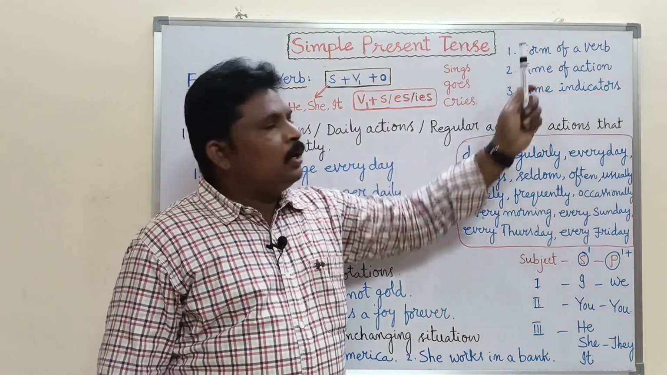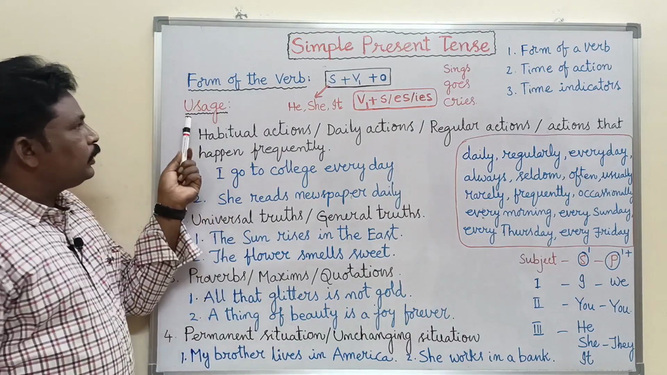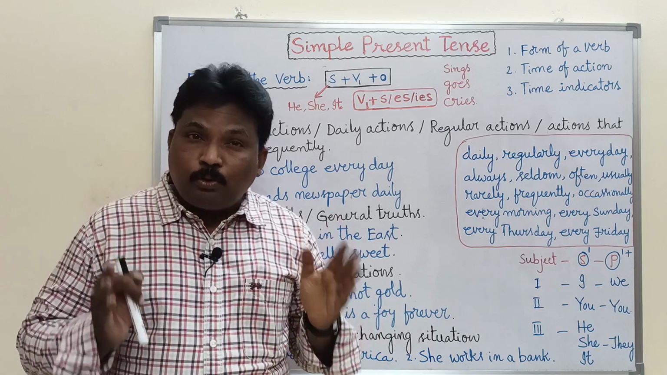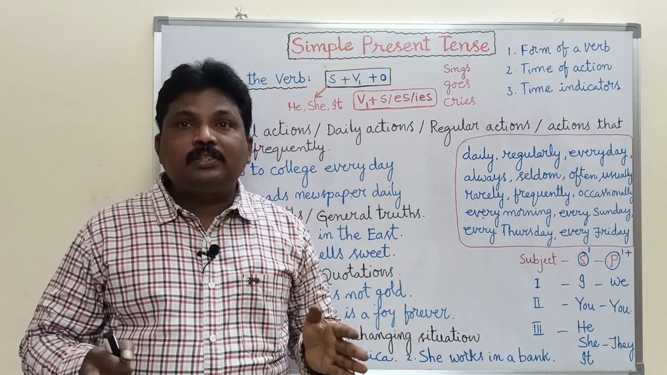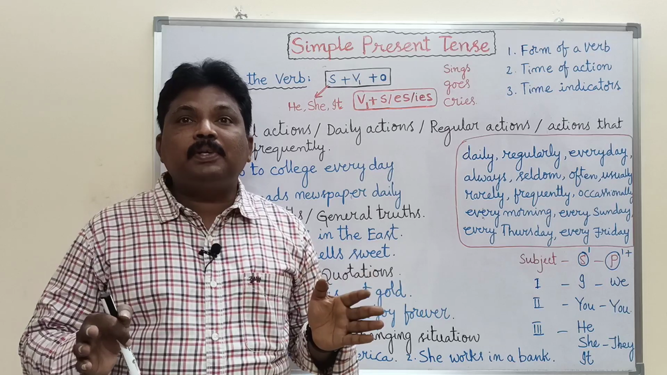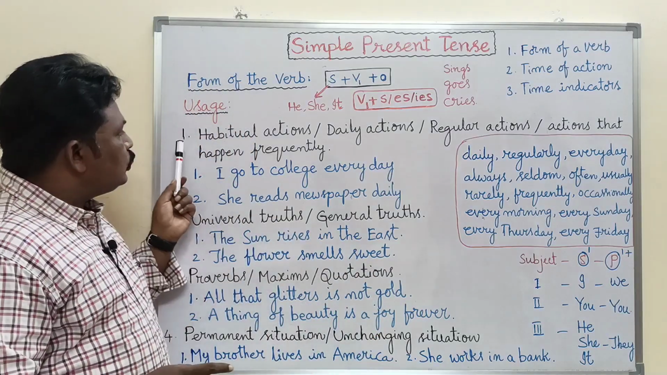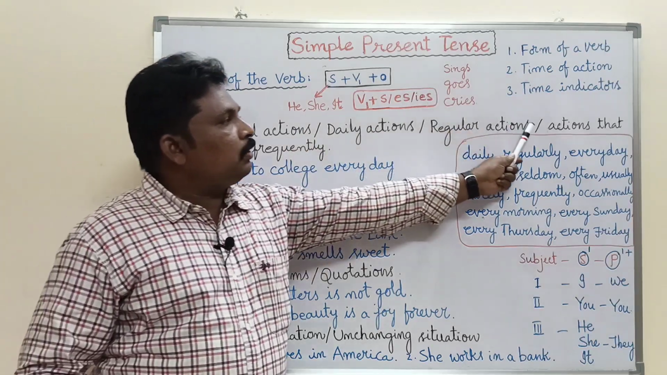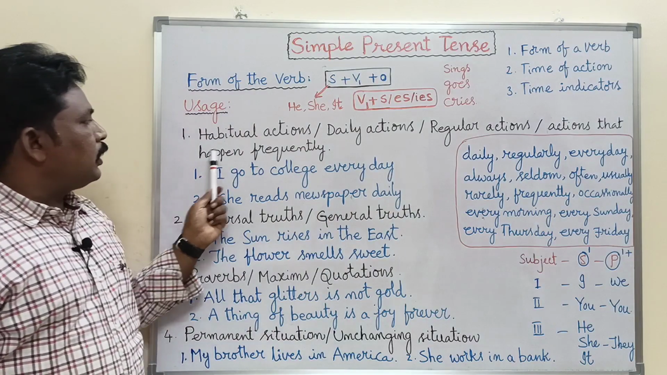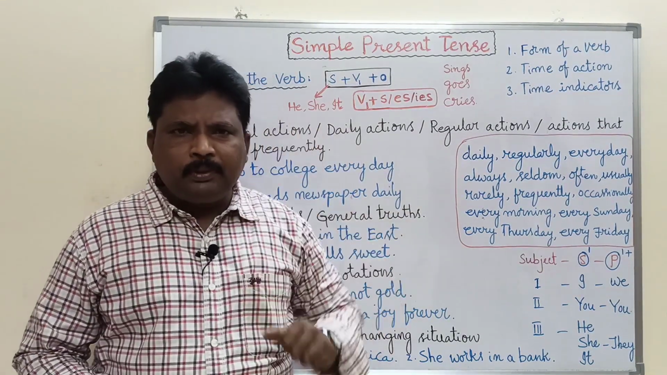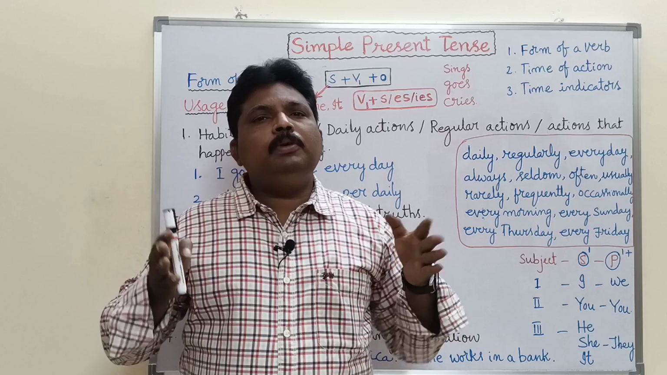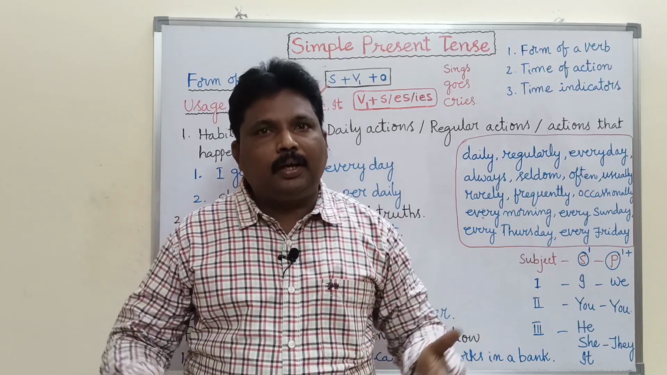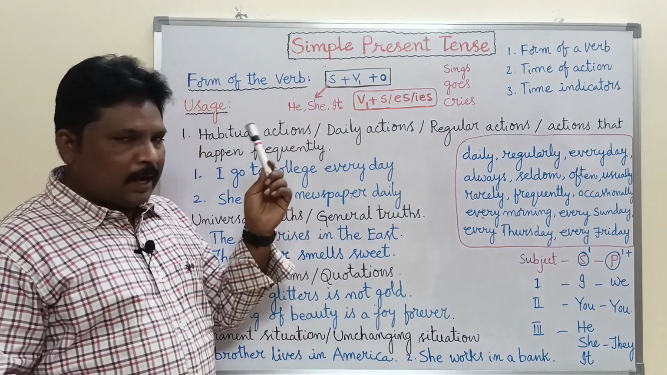And the second one is time of action. Time of action means usage. When do we use the simple present tense? What are the most important occasions or the contexts where the simple present tense is used? Okay, the first one is habitual actions or daily actions or regular actions or actions that happen frequently. Remember, habitual actions means when we do some actions time and again, frequently, it becomes our habit.